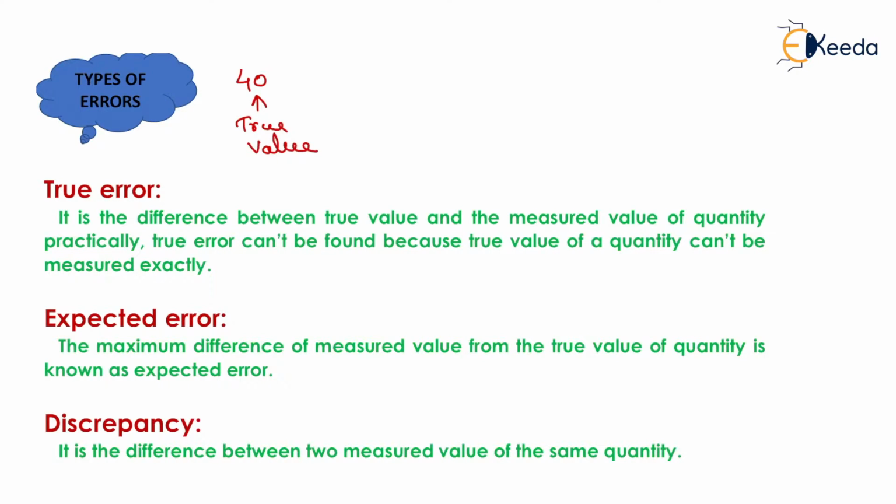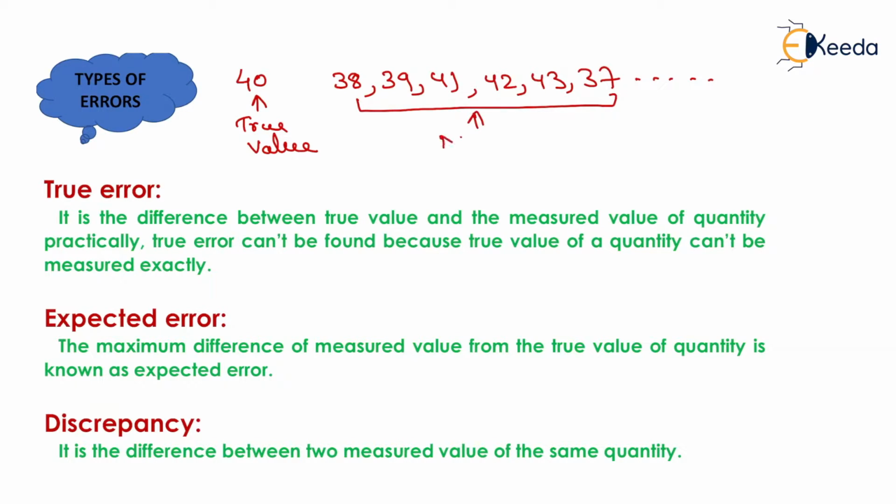Now the first student goes and he will take a reading in the normal condition and he will get a reading as 38. Similarly, the next student will get a reading of 39. Similarly, 41, 42, 43, 37 and so on. Now the readings taken by all the students are known as measured values.